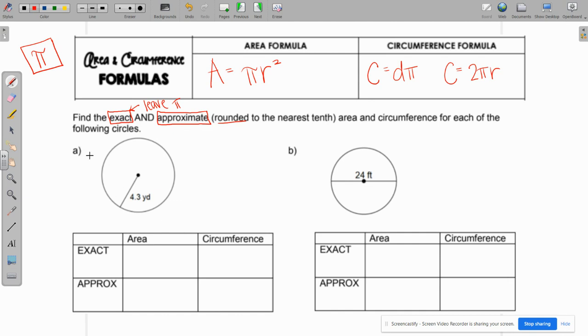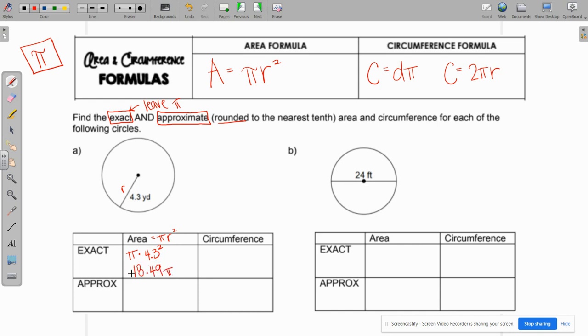So for part A, we have a circle where this distance from this center out to the edge of the circle is 4.3 yards. So this is a radius. So r is 4.3. So to find the area, we know that area equals pi r squared. So in this case, it would be pi times 4.3 squared. So we can simplify 4.3 squared, which is the same thing as 18.49. So 18.49 times pi.